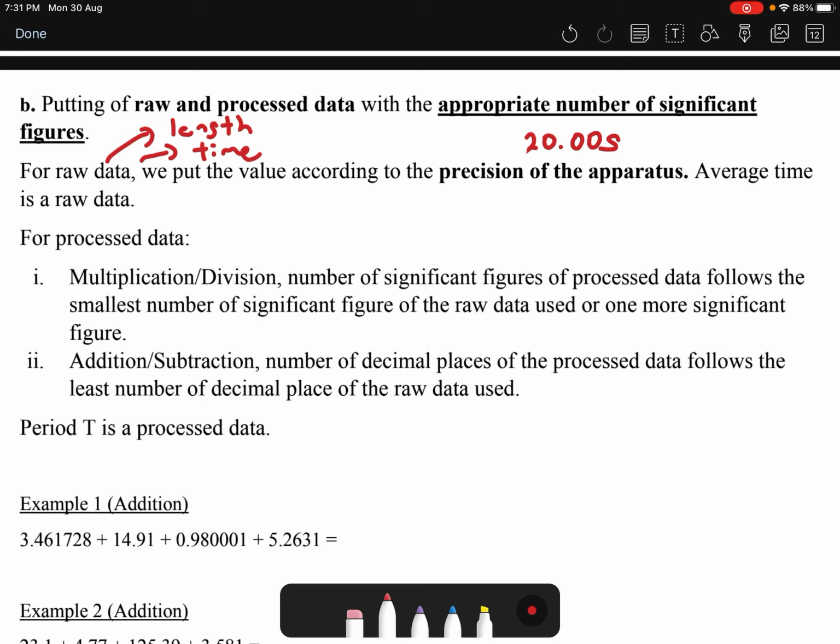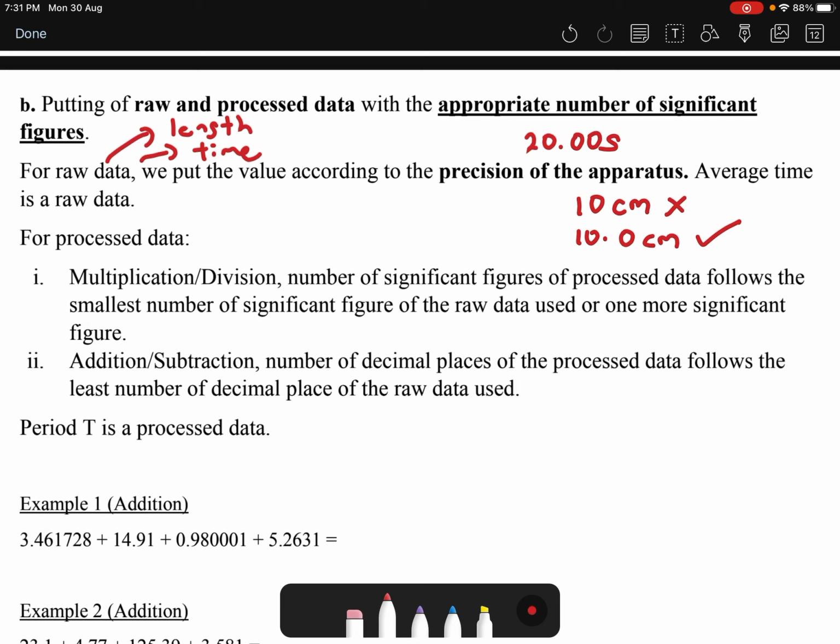So for example, you are using a meter rule. A lot of students, let's just say you measure something 10 centimeter, they just put this. So please do not put this. You must put 10.0 centimeter. So this one is the correct one. Okay, so whenever we are taking the average, for example average timing or average length, it's still a raw data. So average time is a raw data. Average length is also a raw data. So whenever you are getting the average timing or calculating the average length, please give them the precision of the apparatus.